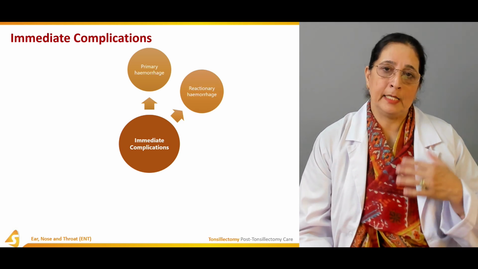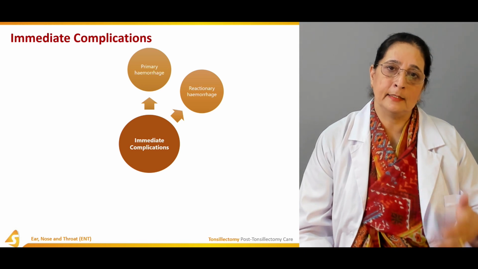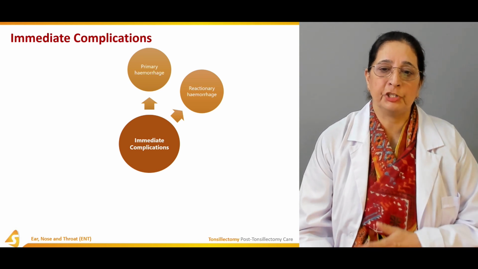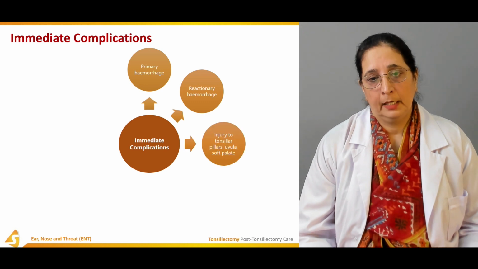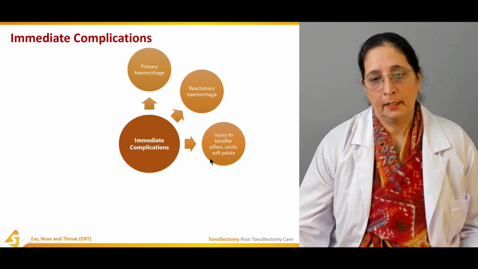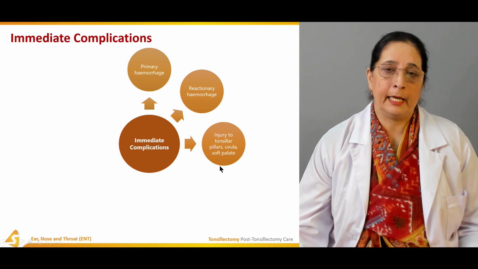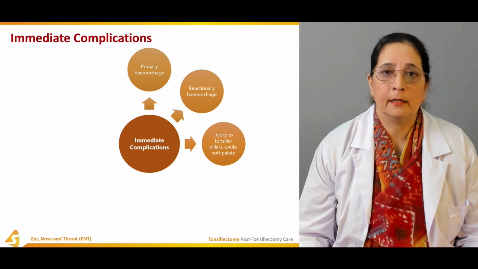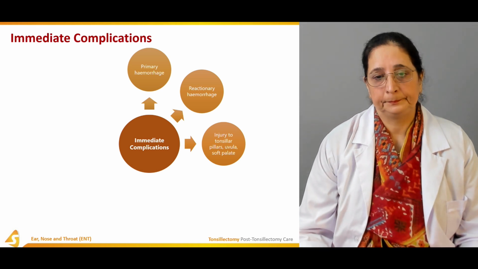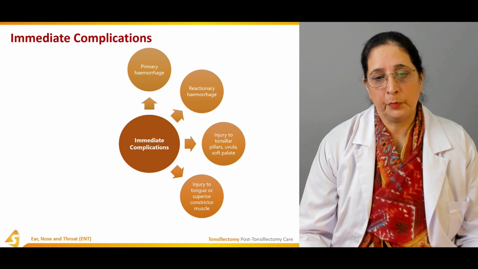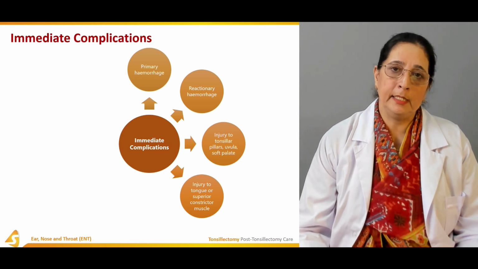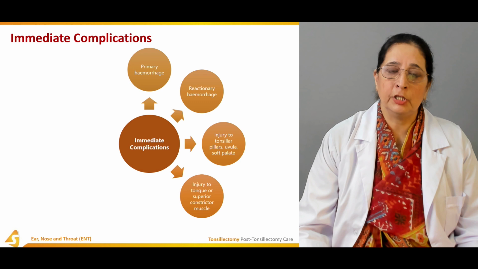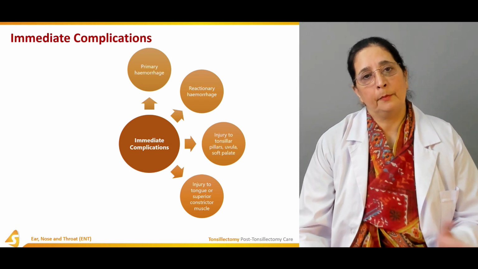Reactionary hemorrhage. So besides primary hemorrhage that is occurring as a result of the procedure, as an immediate complication of the procedure, we have reactionary hemorrhage also. Injury to tonsillar pillars, uvula and soft palate can also occur, because we are working in that close proximity, so injuries can occur to all these surrounding tissues. Injury to tongue or superior constrictor muscle. All these are immediate complications that are occurring as a result of the procedure, tonsillectomy. These complications can occur.